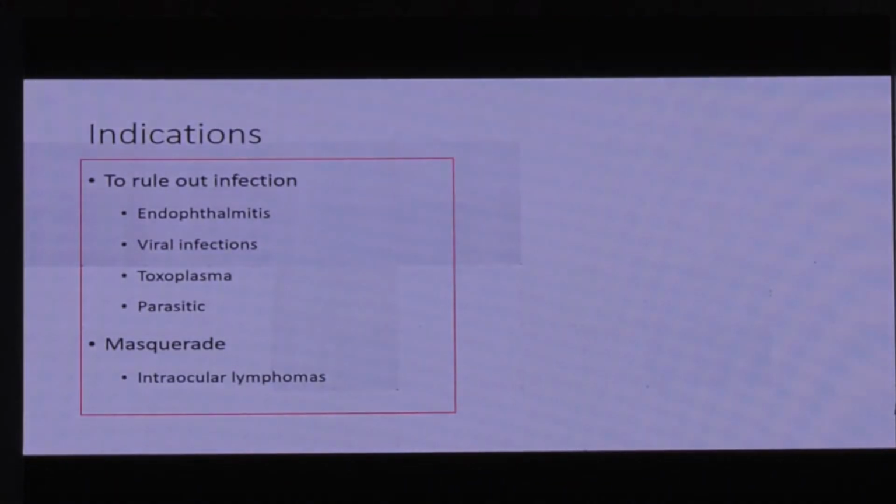So the indications broadly are to rule out infection, and the most common indications are to rule out endophthalmitis, viral infections, toxoplasma, and parasitic infections. Another important indication is if we need to rule out masquerades, the most important being the intraocular lymphoma, where we look at the interleukin levels in the aqueous.